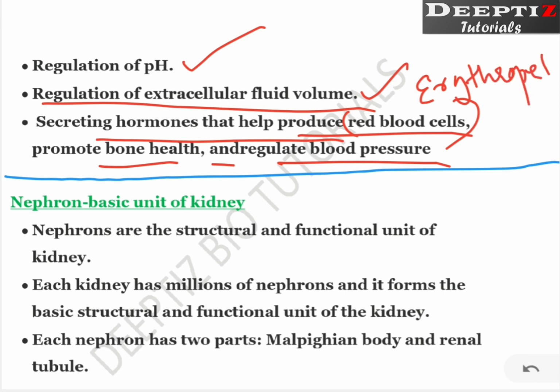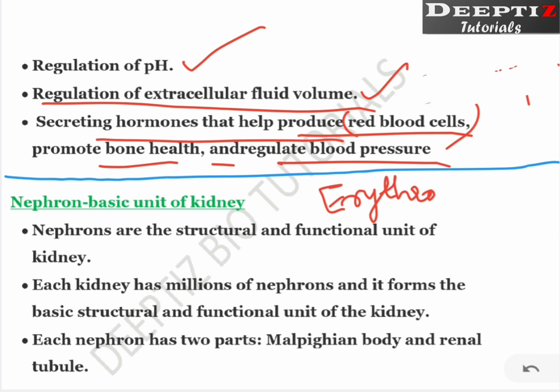erythropoietin. Right? Erythropoietin. Let me write it once again here so that it will be clear for you. So which hormone is produced by our kidney? That is erythropoietin. Erythropoietin is the hormone secreted by the kidney.